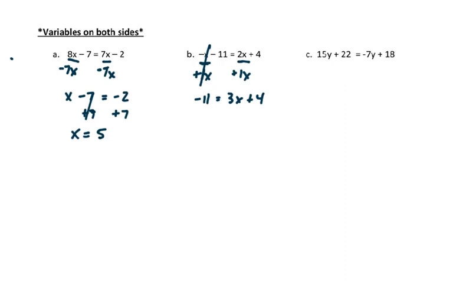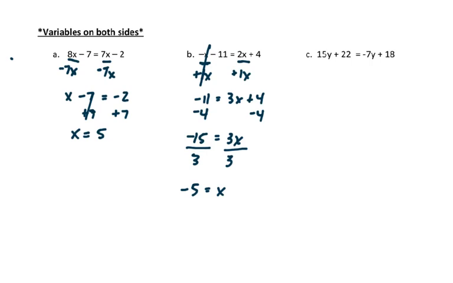Then it's a two-step equation now, minus 4. And divide by 3. X equals negative 5.